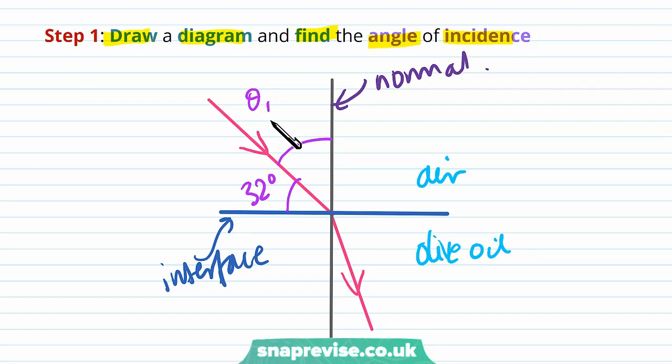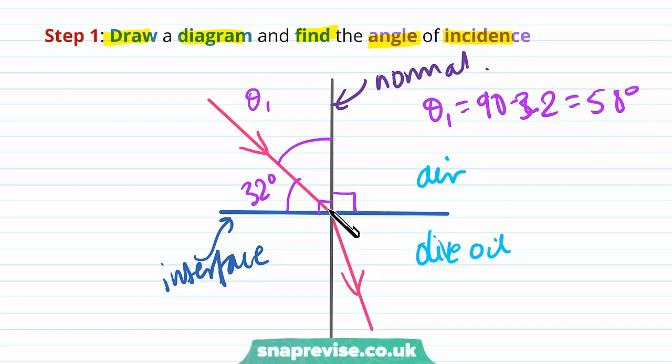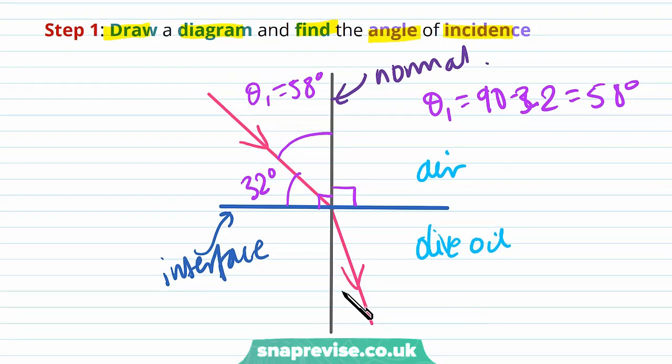So to do this, we're going to do 90 minus 32 degrees. So theta 1 is going to be 90 minus 32, which is 58 degrees. And we know that this is a right angle because we've said that the normal is perpendicular to the interface. So theta 1 is equal to 58 degrees. And also our angle of refraction is this angle here, and that's theta 2.